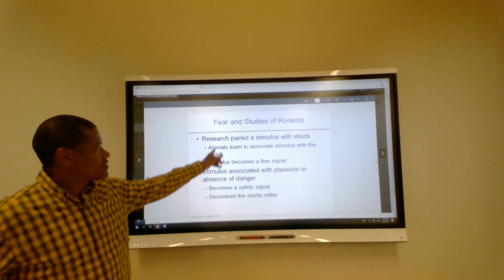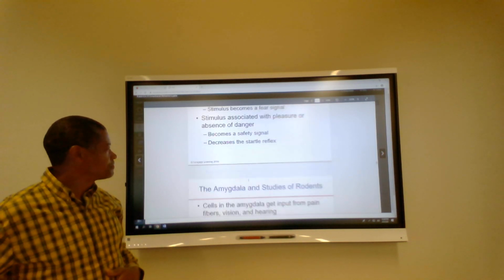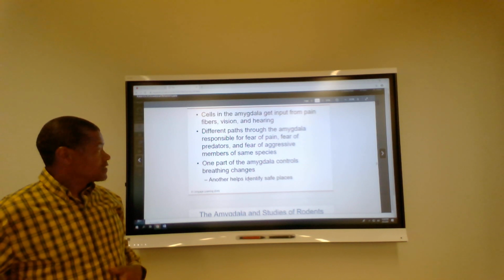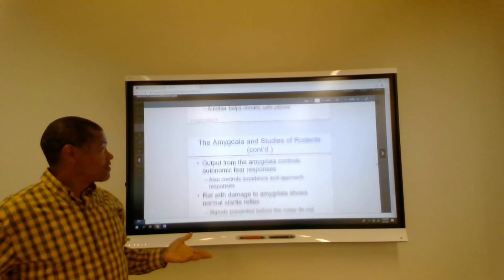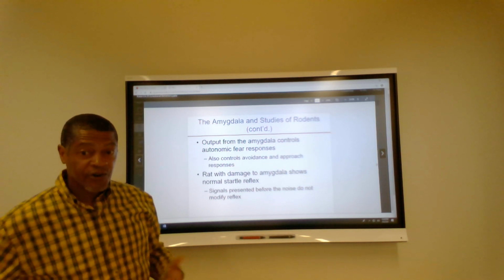So you can use studies with animals, shock experiments. You can read up on this on your own. So the amygdala again has been manipulated, and we now know it's very involved in controlling how you deal with fear and aggression.